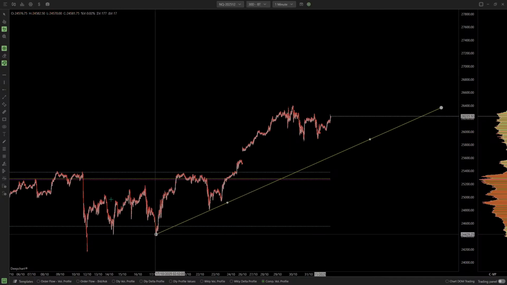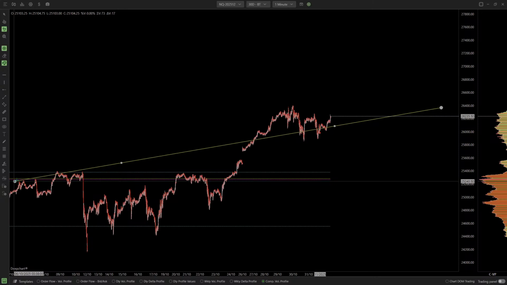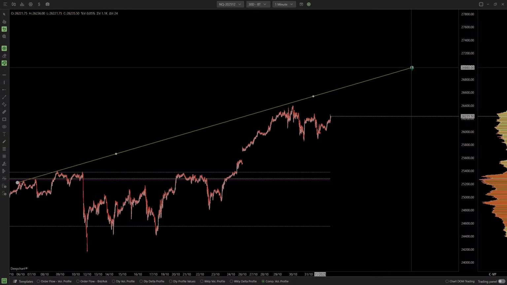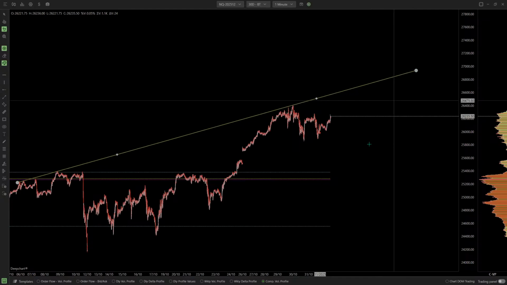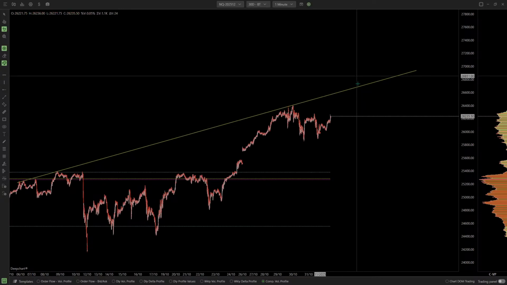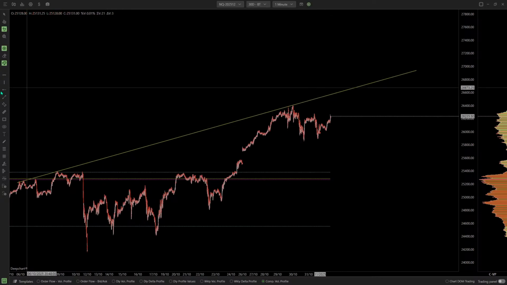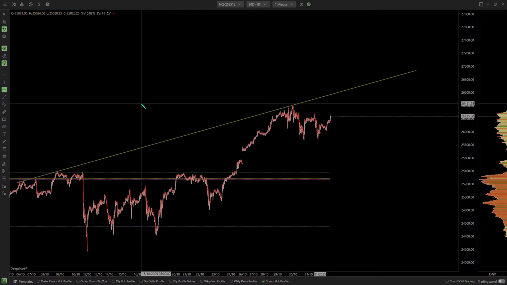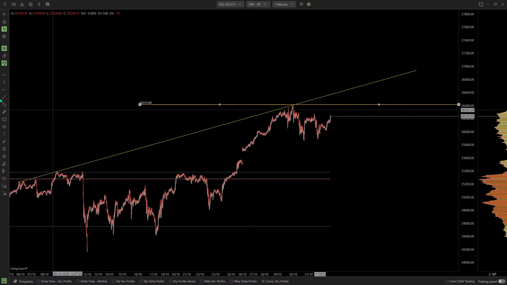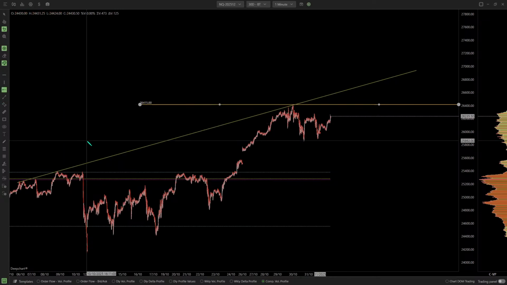Actually put that on the top. All right, so I'm probably going to come back up and retest that level. Maybe grab some liquidity here at the top. Got the bottom of our short-term range right here.